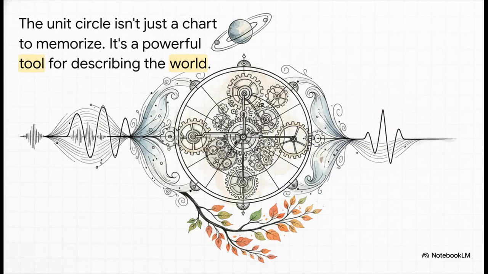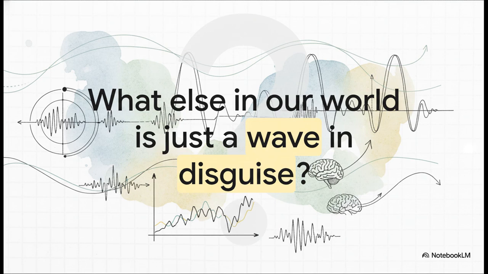So the real takeaway here is that the unit circle isn't some boring chart you need to cram into your brain. It's a fundamental tool. It's like a mathematical engine that lets us model and understand the rhythms and the cycles of the world all around us. And that kind of leaves us with a final thought, doesn't it? We've seen how this simple circle connects the dots between geometry and sound waves. It really makes you wonder, what other complex parts of our world, from the stock market to our own brain activity, are really just simple waves in disguise, waiting for us to figure them out?